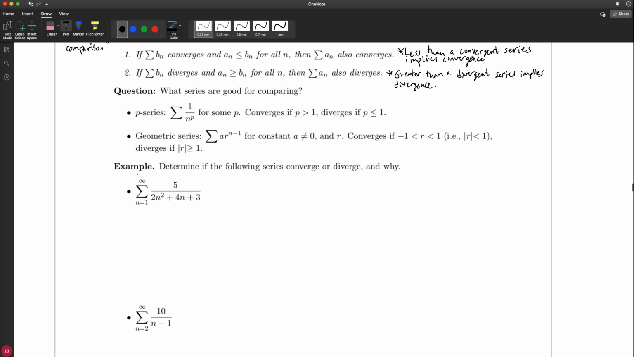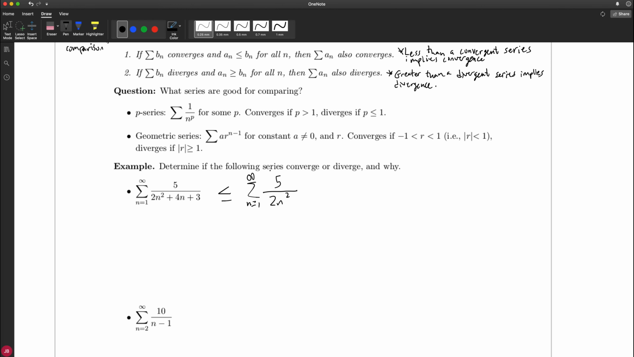So let's look here. Can we determine if this converges or diverges by direct comparison? Well, you'll notice n is starting with 1 and going off to infinity. So n is always a positive integer. And so you'll notice that this denominator, 2n squared plus 4n plus 3, is always greater than or equal to just 2n squared, right? Because I'm always adding something positive to it. So, because I have a bigger denominator, everything else being the same, bigger denominator means I get a less than or equal to symbol, right?